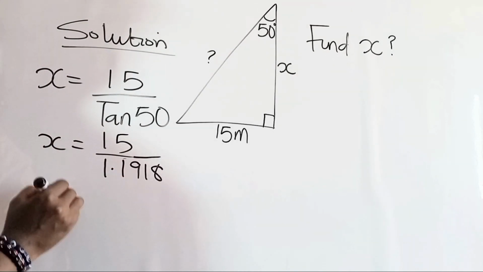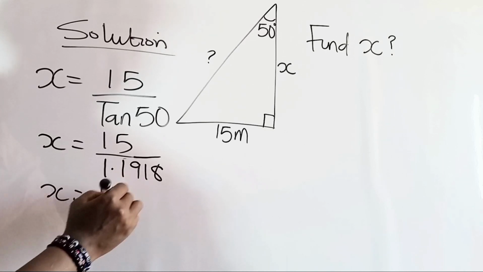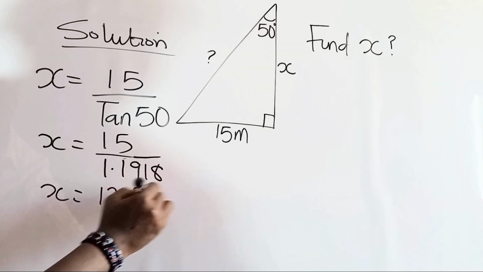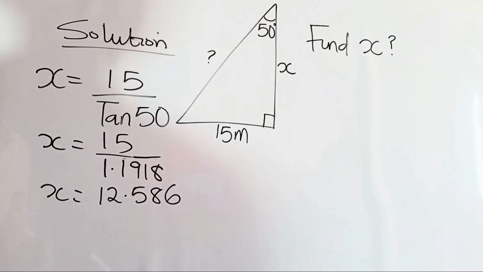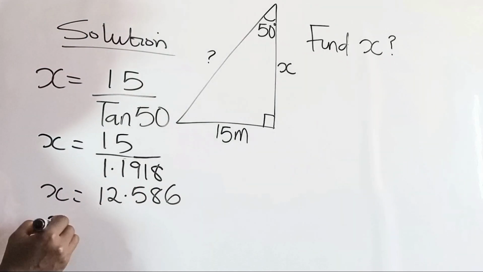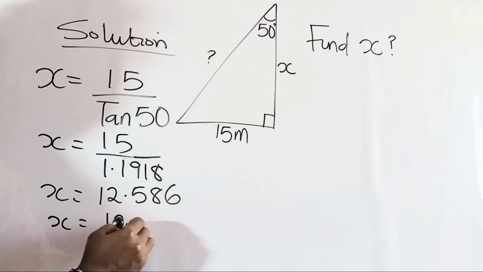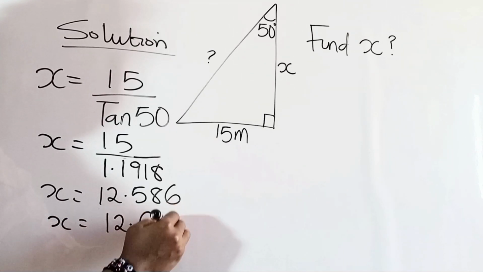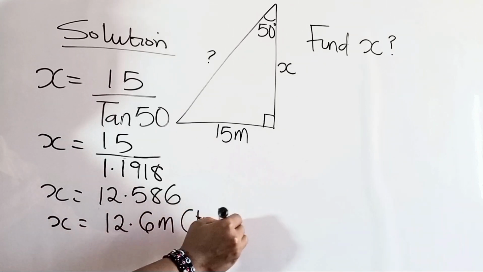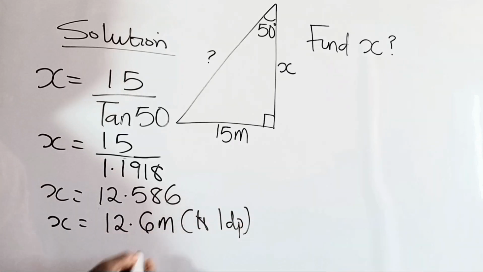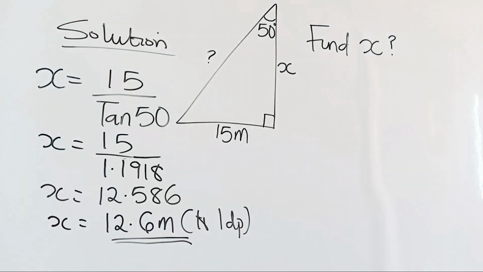We have x equals 12.586. All right, if we approximate 12.586 to one decimal place, we have x equals 12.6 meters to one decimal place, and this is our answer.